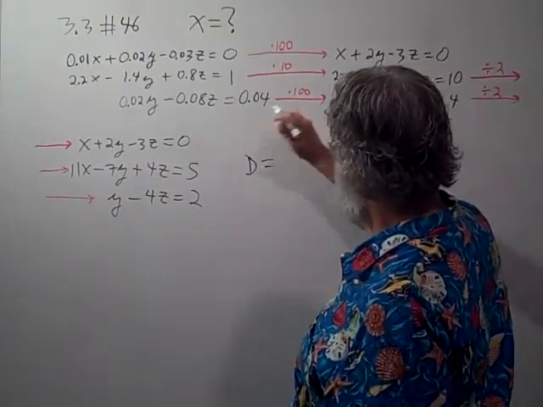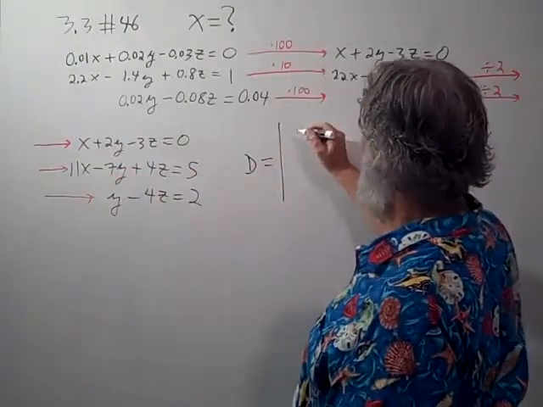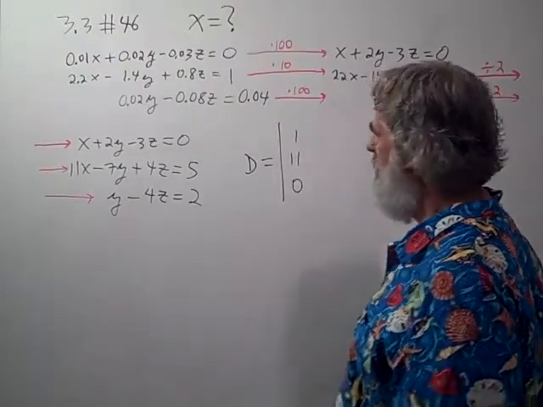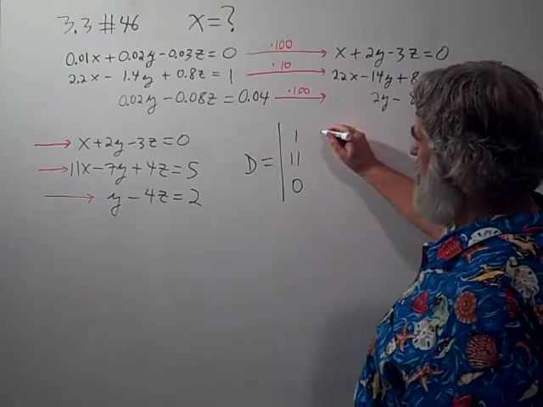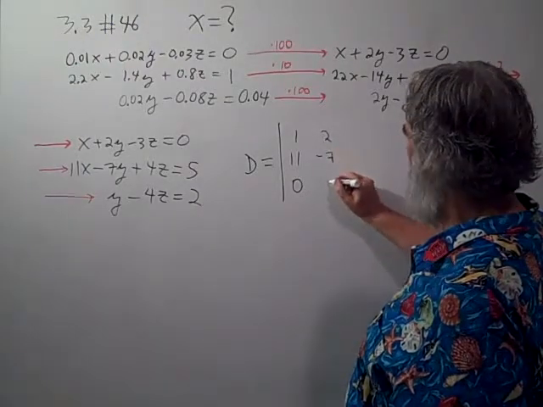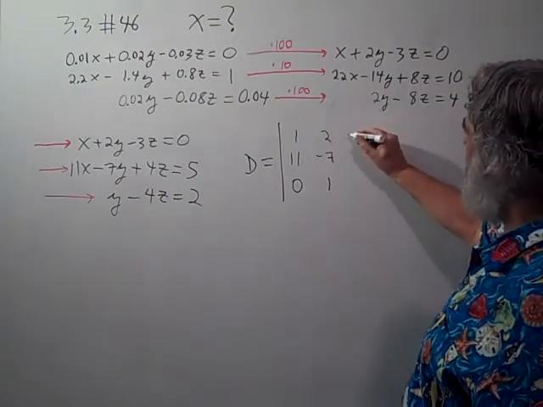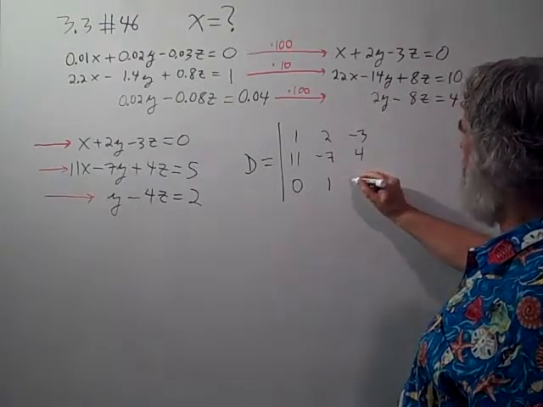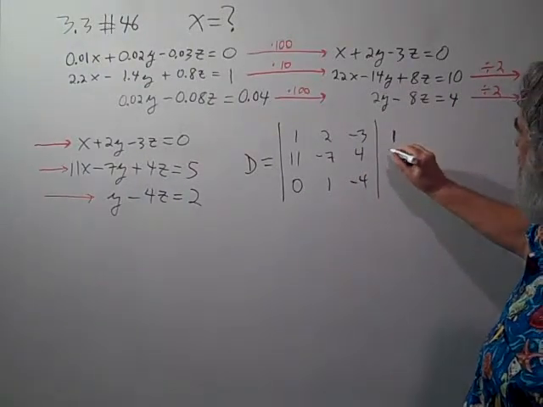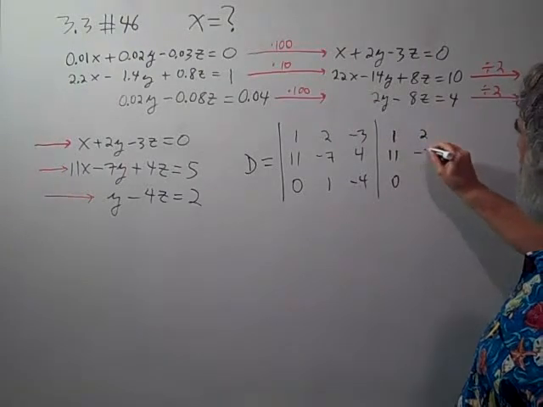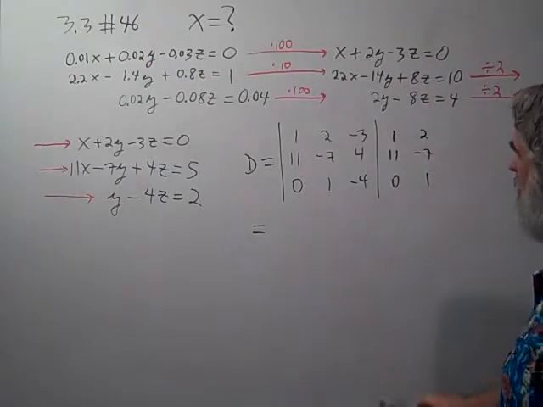So finding d, we have the x column, the coefficients of the x's in the 3 equations: 1, 11, and 0. The third equation has no x term, so it's 0 x's. The second column is 2, negative 7, and 1, the coefficients of y in the 3 equations. And for the z column, we have negative 3, 4, and negative 4. Copying the first 2 columns, 1, 11, 0, 2, negative 7, 1, we can begin our diagonal multiplies here.